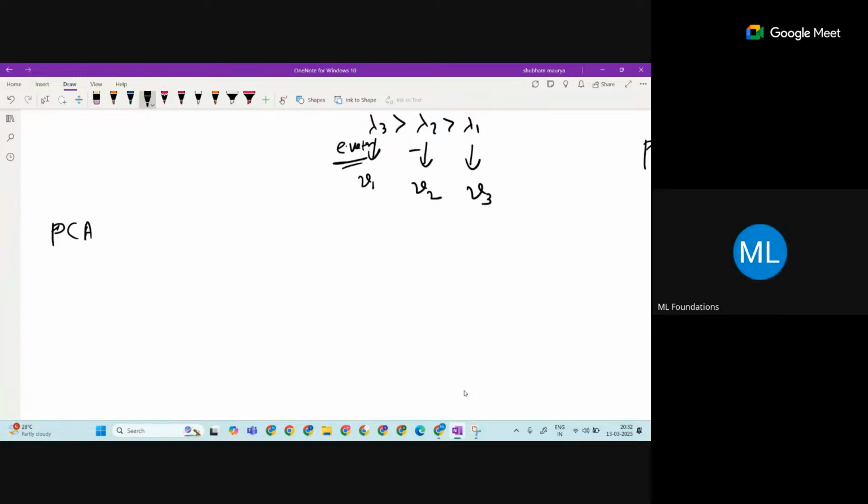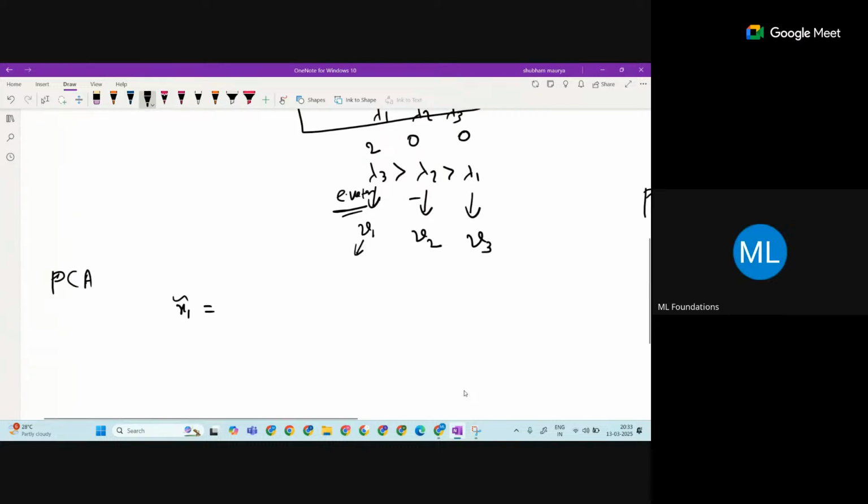Now the formula is, I want only one direction, the principal direction. So this is going to be the eigenvector which has the greatest eigenvalue. So the x tilde, let's say x1 tilde, is going to be x1 transpose. I'm saying the original value is x1. Write down the formula first. X1 transpose and then V1.